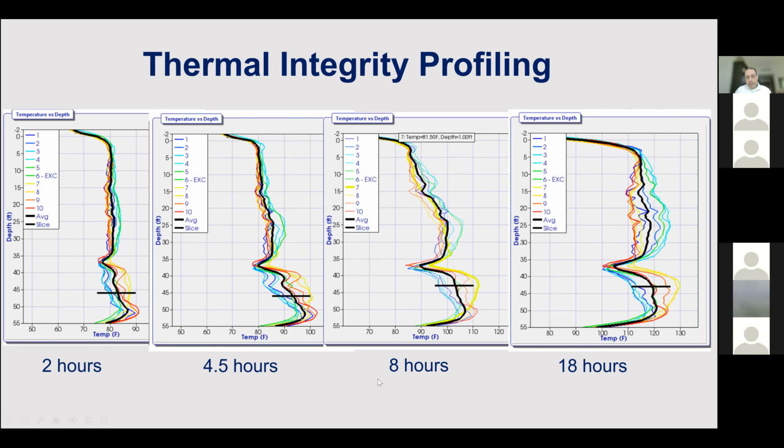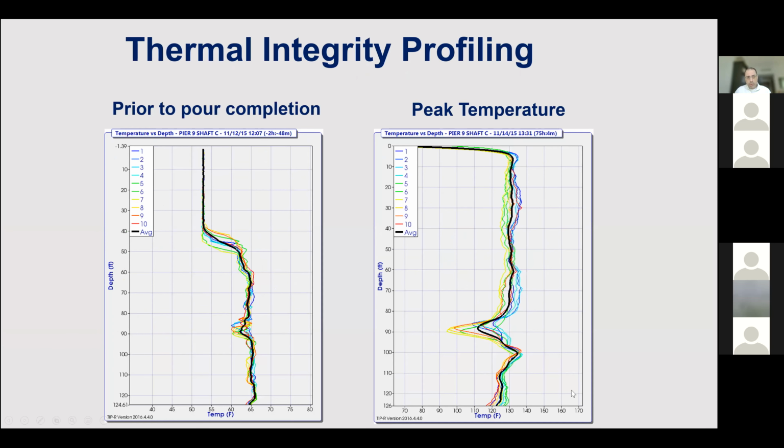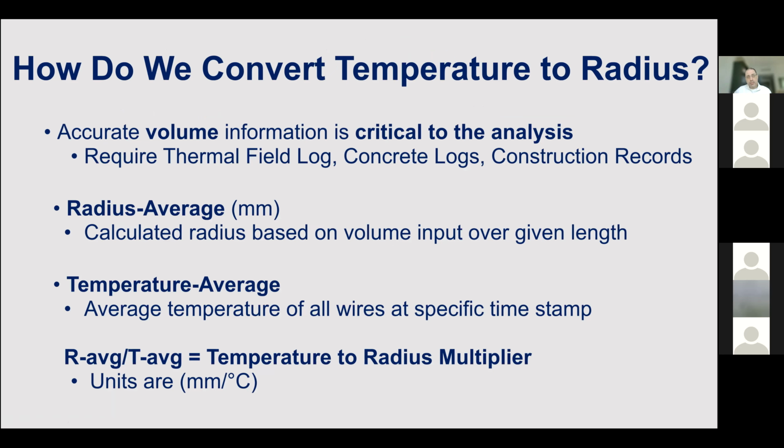So just comparing the two, prior to completion and at peak temperature. The peak temperature is at the location where you want to make your interpretation, because this is the location where the signatures of anything that is abnormal is pronounced. So you can make that interpretation with more confidence.